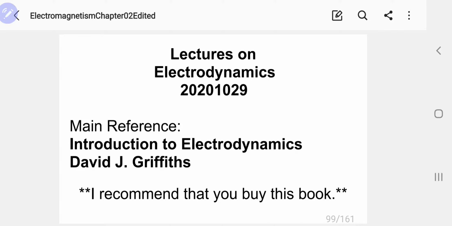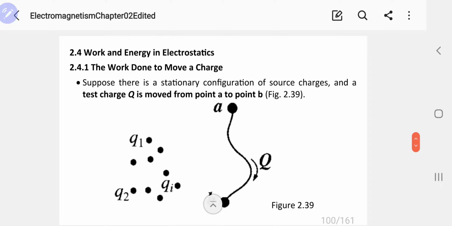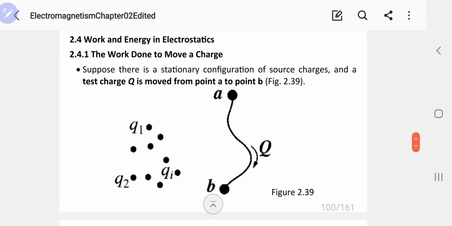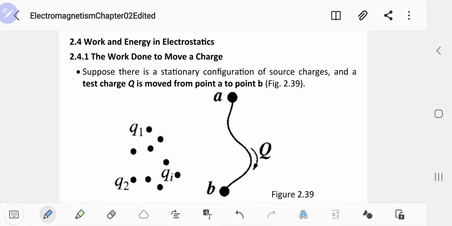So today we will be dealing with work and energy in electrostatics. Let's look at this scenario. Suppose there is a stationary configuration of source charges. You have this configuration of charges, and then you have a test charge Q that's placed here. And then you move this Q to point B.